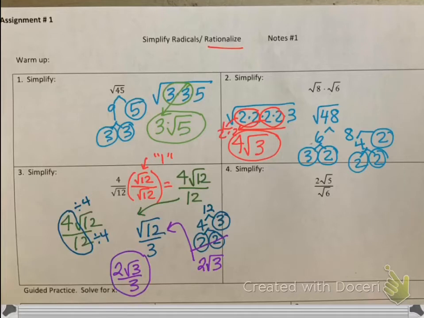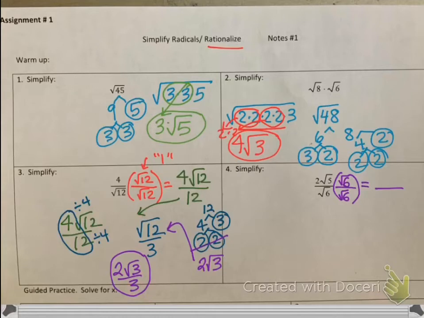This is completely simplified because 2/3 can't be reduced, and the square root of 3 is an irrational number that you can't simplify any further because 3 is prime. Number 4, we're going to do the exact same route. We have to get rid of the root in the denominator. So we're going to open up parentheses, and we're going to multiply the top and bottom by the square root of 12, whatever's in the denominator. So root 6 over root 6.